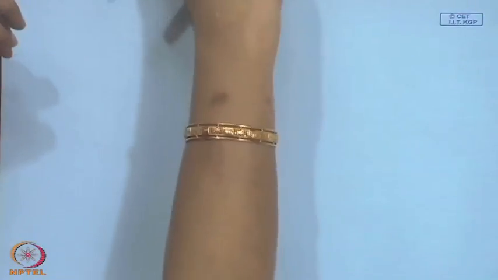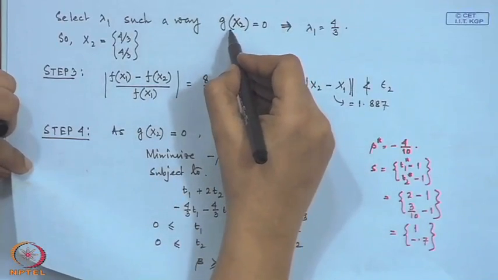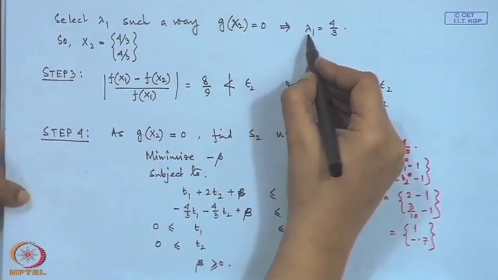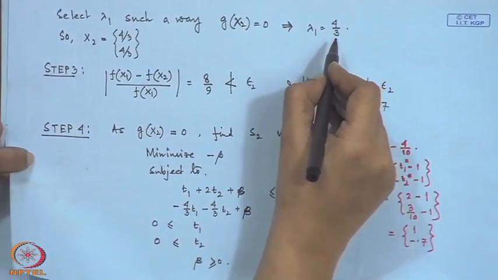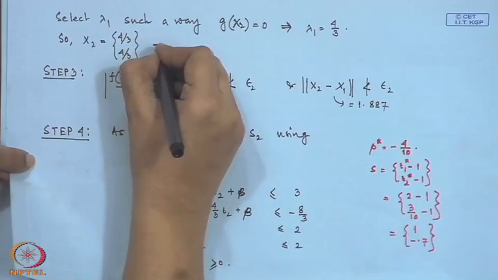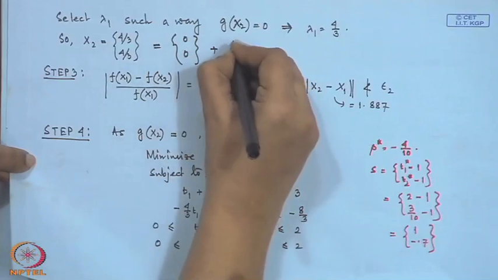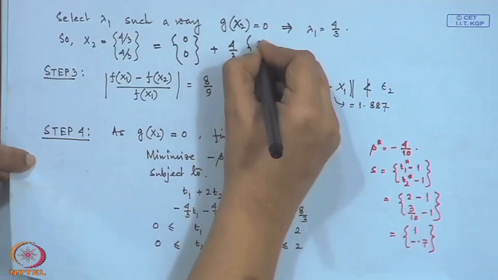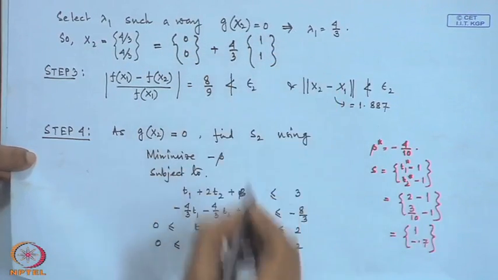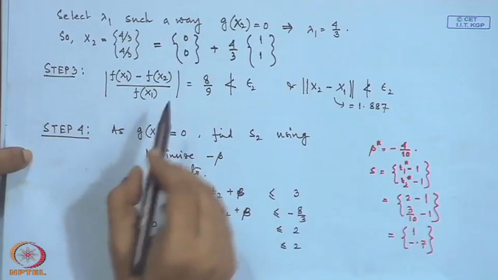If this is so, very easily we can select by considering g x 2, by substituting x 2 in g, we will see the lambda 1 value is coming 4 by 3. That is why we can say x 2 is equal to 4 by 3, 4 by 3, which is nothing but x 1 plus lambda 1 plus s 1, all right. Now, we will select whether x 2 is optimal or not.